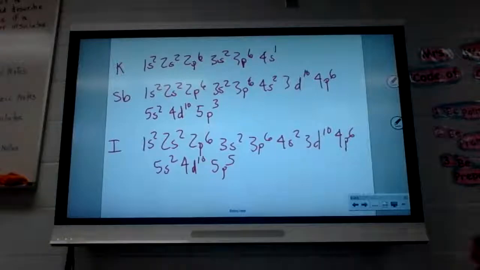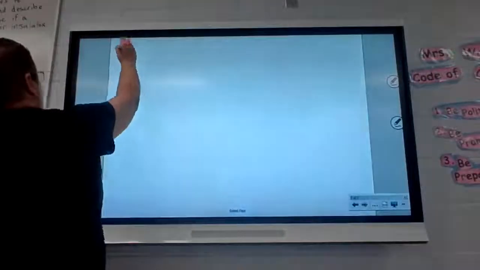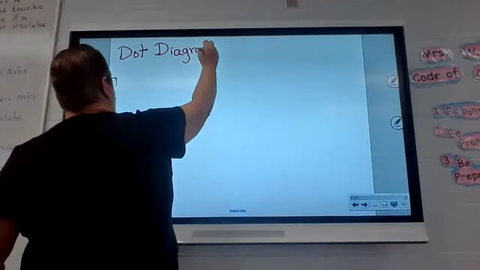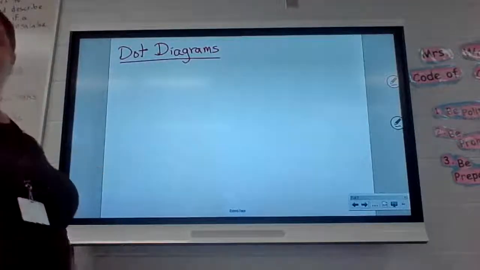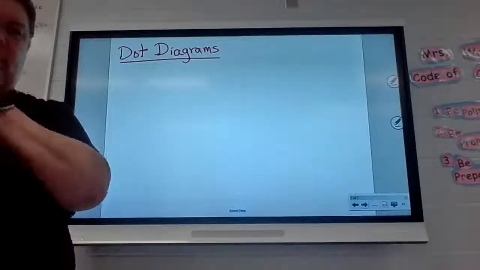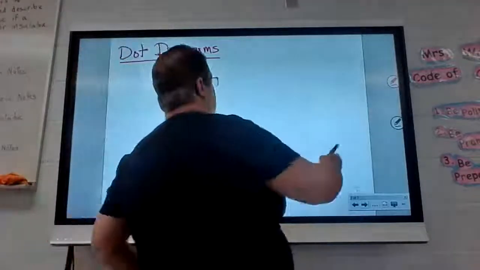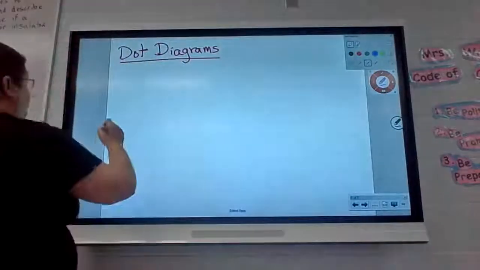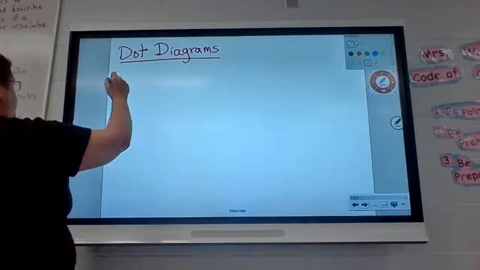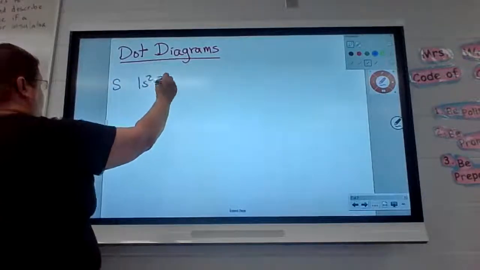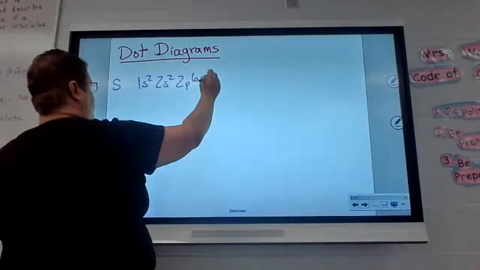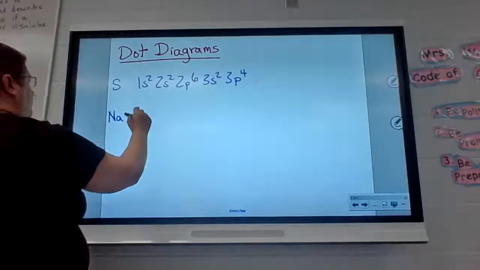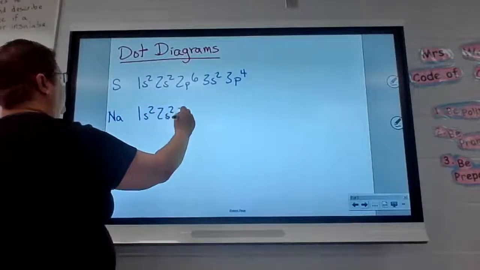Well, let's talk dot diagrams. All right, so on Friday, we started talking about dot diagrams, and we had defined inner and outer shell electrons, right? All right, so now we need to talk about some examples and how to identify the difference. So, just go back to your notes from Friday so that we can talk about the differences. So these are examples? Mm-hmm.